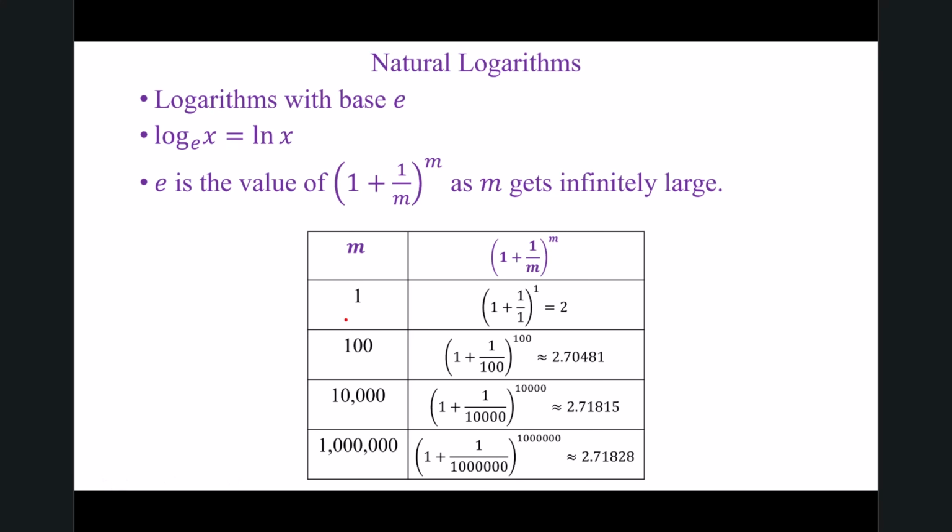So if m is 1, we have 1 plus 1 over 1 to the first power, that's just 2. But if m is 100, we get 2.70481. If m is 10,000, we get 2.71815. If m is 1 million, we're even closer, 2.71828. This is about what your calculator would show.